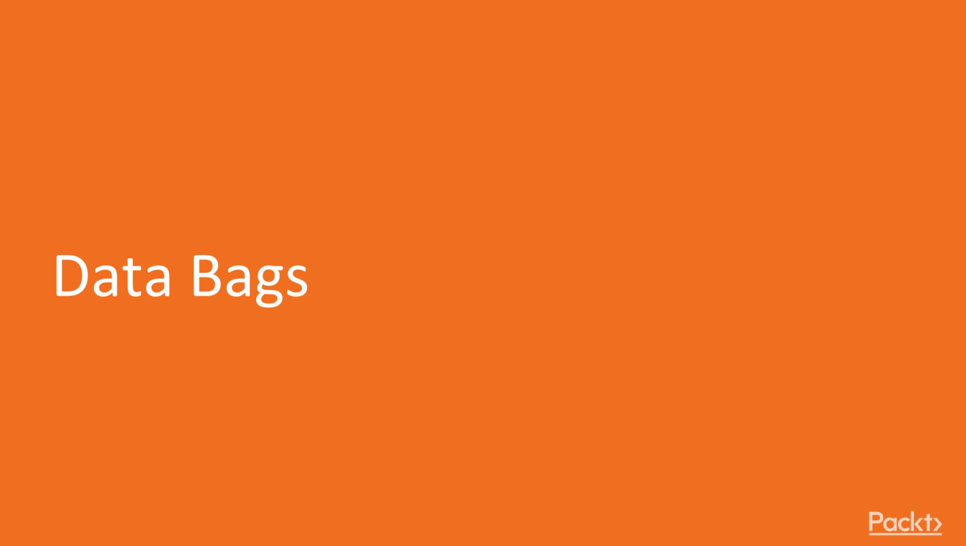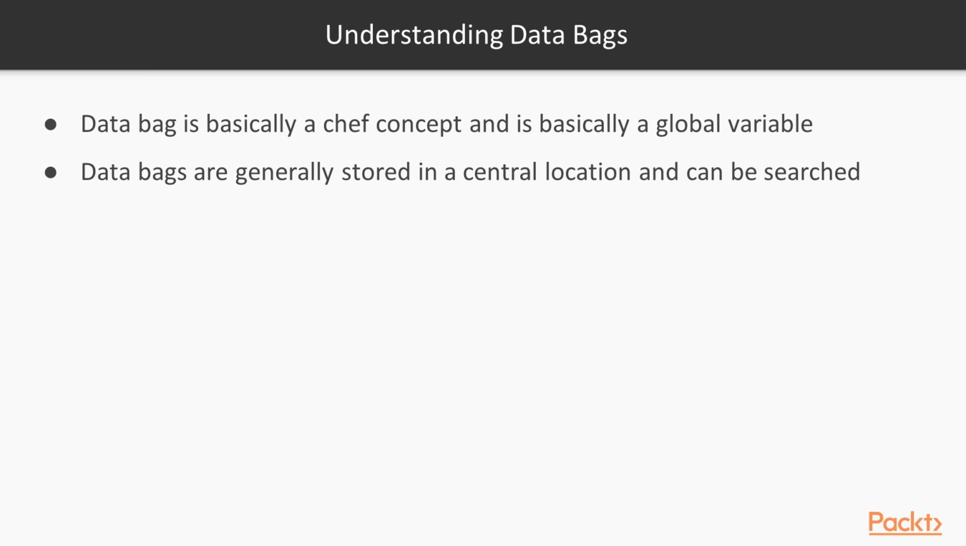So let's get started. So data bag, as we have discussed, is basically a Chef concept, and data bags are like a global variable. Generally, if you are from the Ansible background, we specify global variables within the group_vars. So the variables that you specify globally are called data bags in terms of Chef. Now, data bags are generally stored in a central location and they can be sourced.